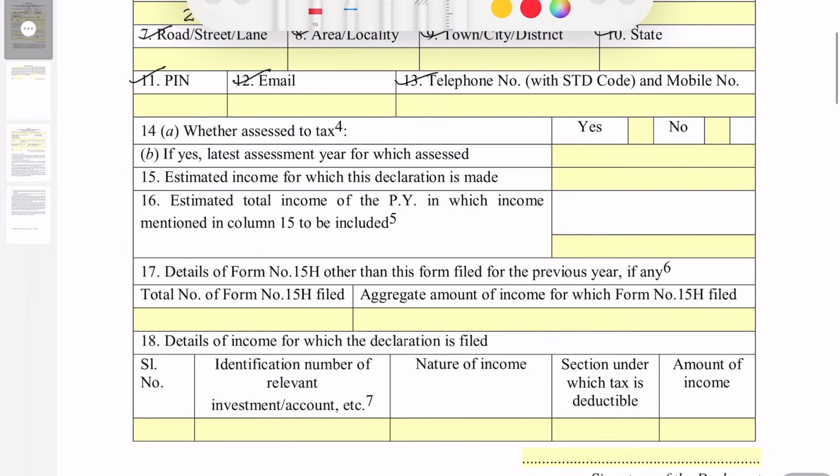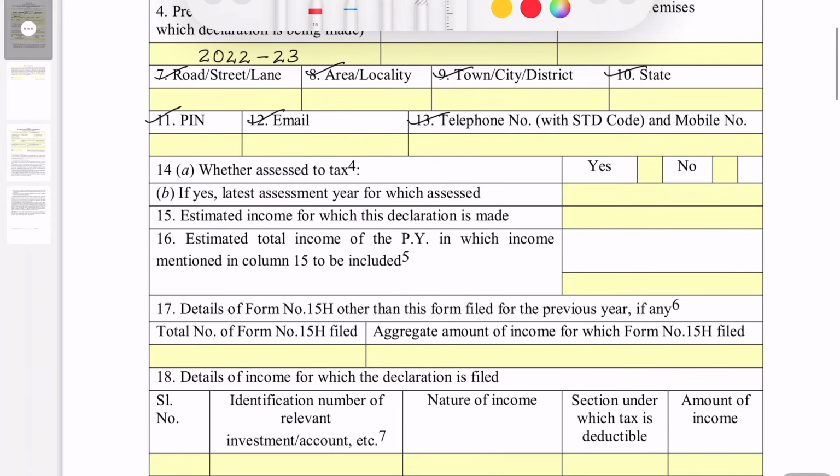The next point is important, which is whether assessed to tax. And you've got two check boxes here, yes and no. So when are you going to tick mark on the yes box? And when are you going to tick mark on the no box? Now listen to this carefully because this is where most people actually get it wrong. And a lot of videos which are there online on YouTube also get it wrong.